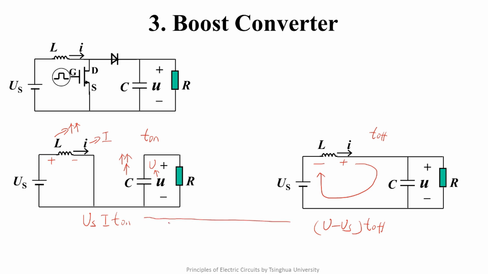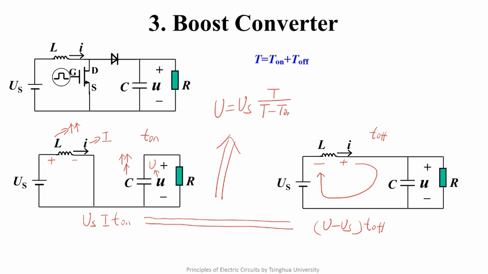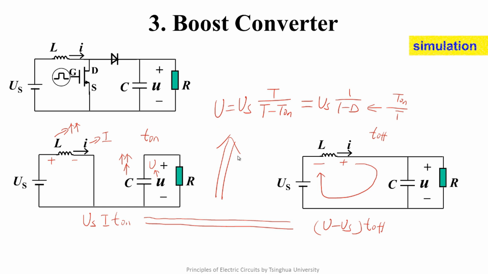In the two states, the energy absorbed by the inductor and the energy released by the inductor are the same, so we can get that U equals Us times T over T minus T on. Let's divide the numerator and the denominator on the right by capital T and find that it's equal to Us times 1 over 1 minus capital D, where D is the duty cycle, D equals T on over T. That is to say, the greater the duty cycle is, the greater the voltage of the load will be.